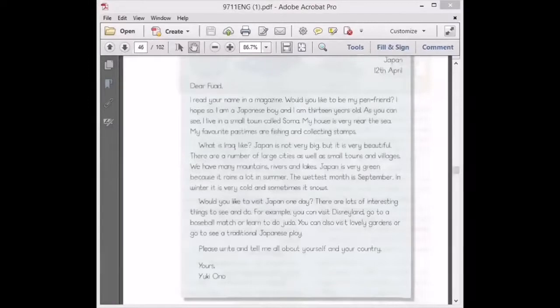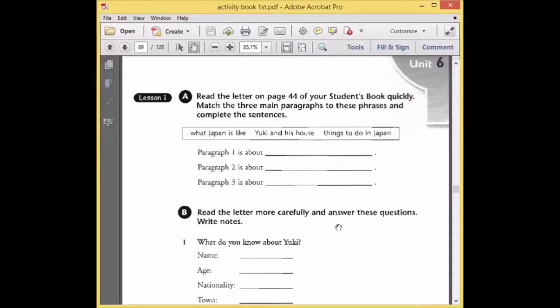Now let us move to the activity book to check exercise A on page 69. It says, read the letter on page 44 of your student's book quickly. We read it slowly and 3 times. Match the 3 main paragraphs to these phrases and complete the sentences. So this exercise is asking you about the 3 paragraphs of the letter. What information do you think that each paragraph conveys? You have the 3 options here. What Japan is like, Yuki and his house, things to do in Japan.